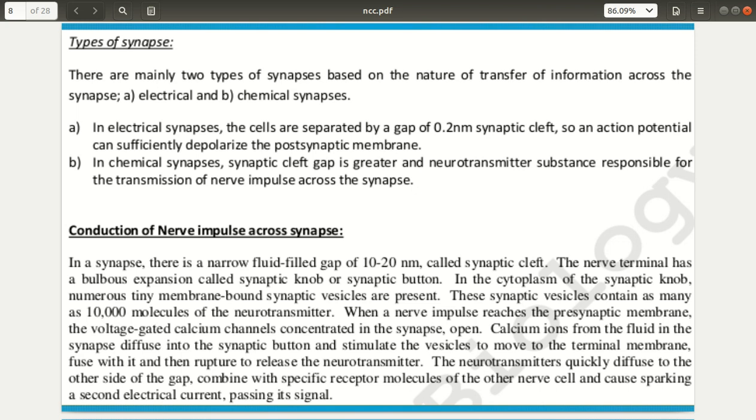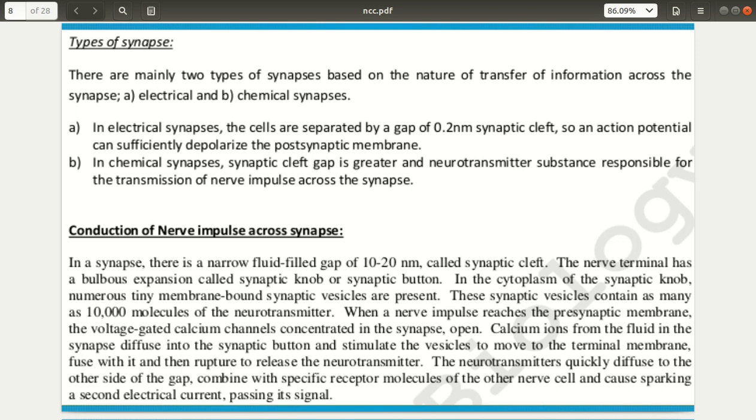So when a nerve impulse reaches the presynaptic membrane, the voltage-gated calcium channels concentrated in the synapse open. Calcium ions from the fluid in the synapse diffuse into the synaptic button and stimulate the vesicles to move to the terminal membrane, which fuse with it and then rupture to release the neurotransmitter.